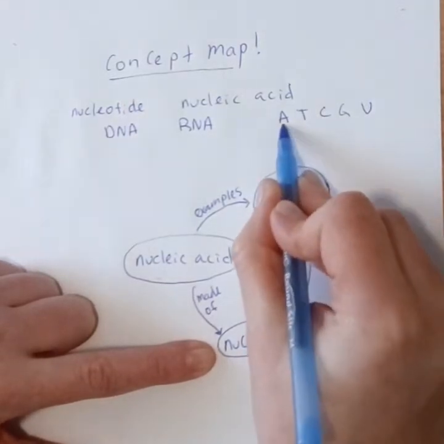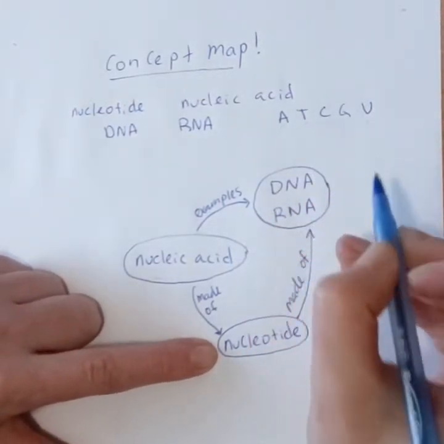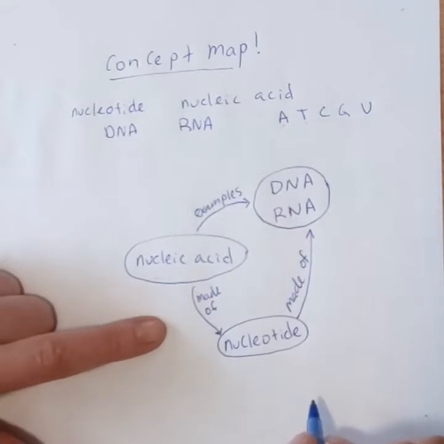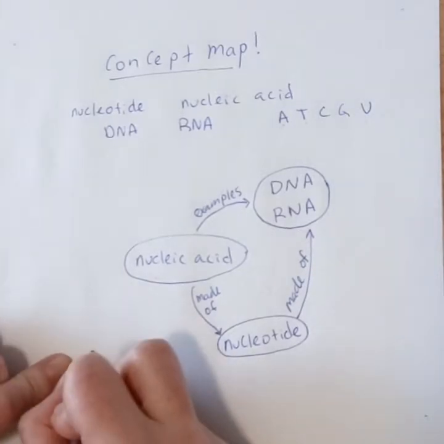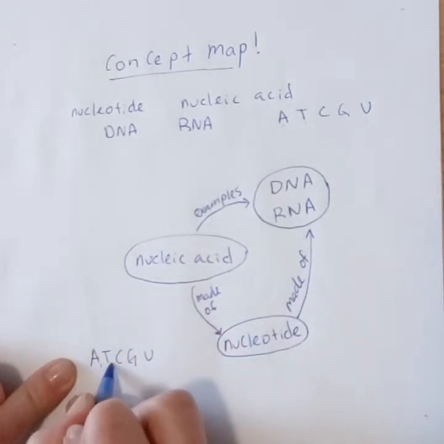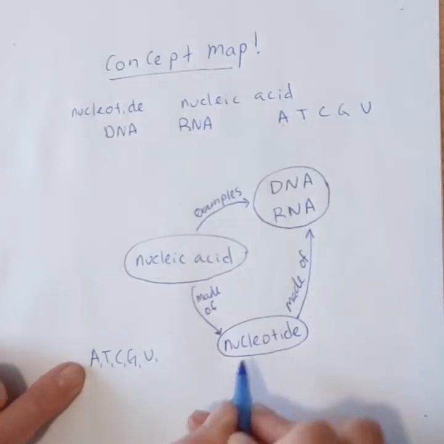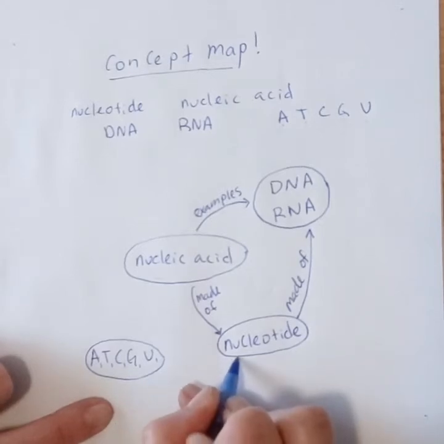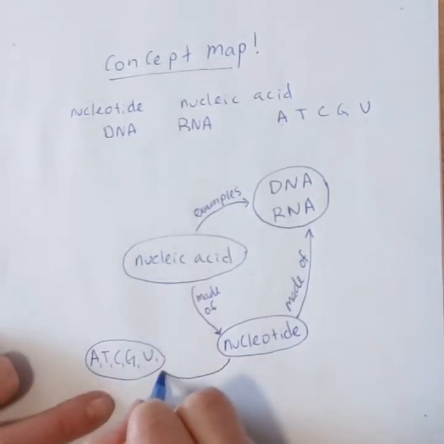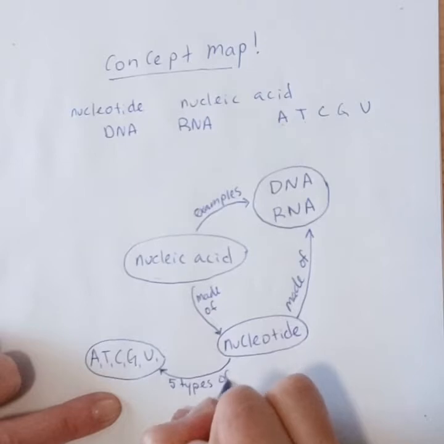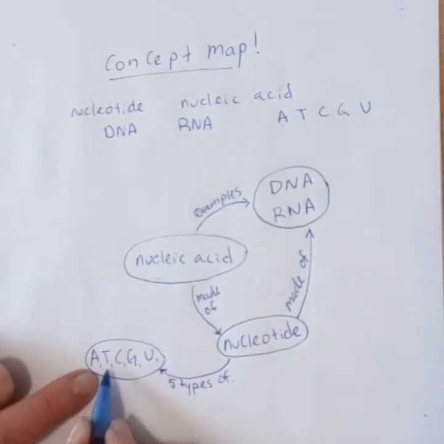So the last thing on my list is adenine, thymine, cytosine, guanine, and uracil. I'm not going to write them out because I misspell everything all the time and I don't want to do that on a video. So I'm going to use the abbreviations A, T, C, G, and U. Each of those is a type of nucleic acid. So here they are. There are 5 types of nucleic acids. That's adenine, thymine, cytosine, guanine, and uracil.